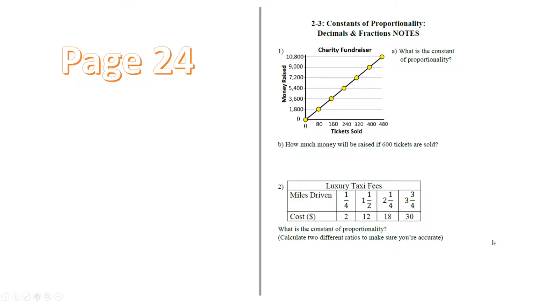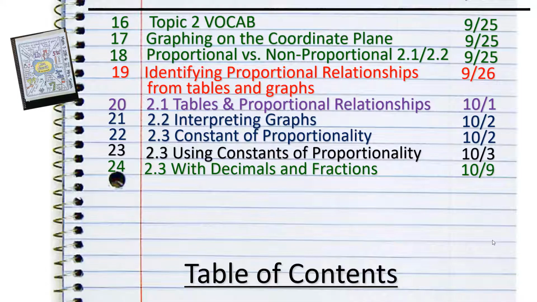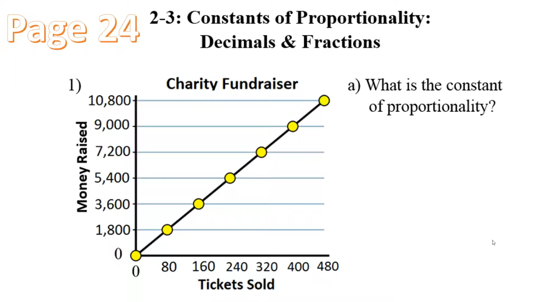Today's lesson video will be nice and short because it's just a little half sheet of notes on page 24. So please add page 24 to your table of contents. And here we go. At the top of the note sheet, you're going to see this graph, and we're going to be finding the constant of proportionality based on the graph.